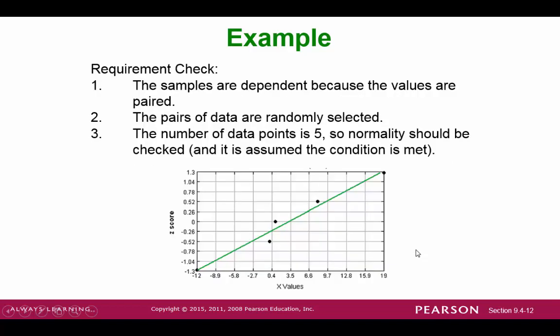A quick check, we're going to assume that the samples are dependent because they're paired. We've got the president and runner-up pair. The pairs are randomly selected. They're simple and random. And then the 5 data points is a really small set of points, but we'll just assume that they're normal. And here's the normality check that they have.